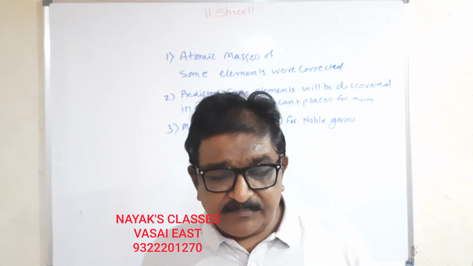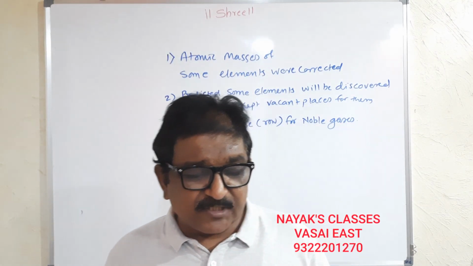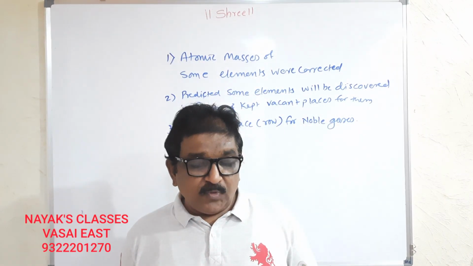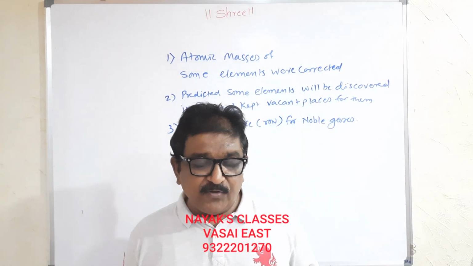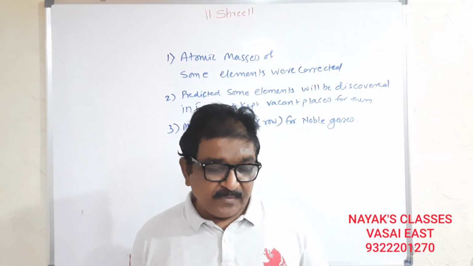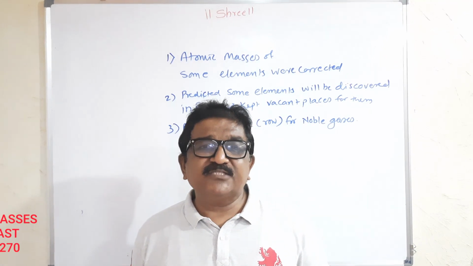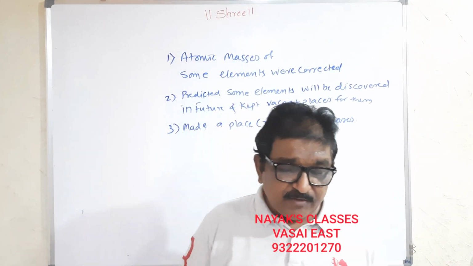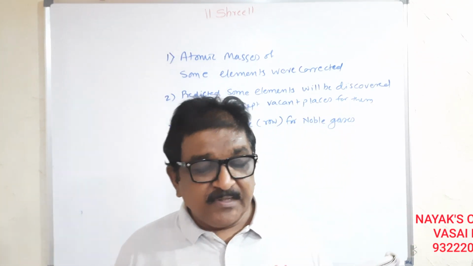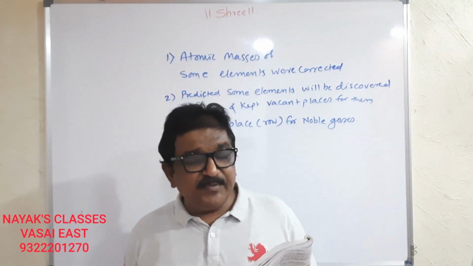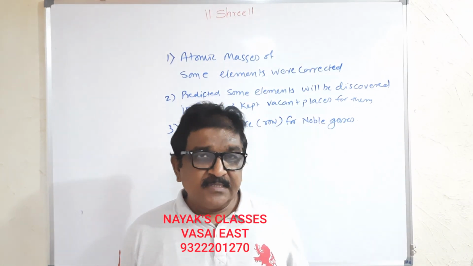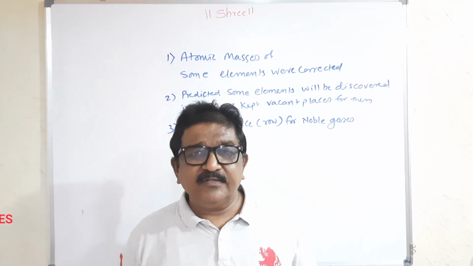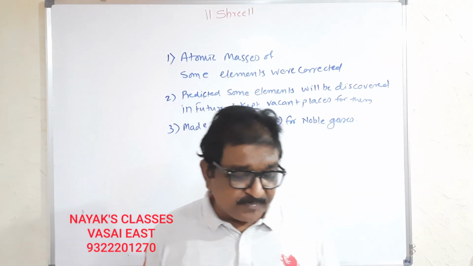For example, the previously determined atomic mass of beryllium was 14.09, which was changed to the correct value, 9.4. Beryllium's atomic mass was previously taken as 14.09, but actually it was 9.4, and beryllium was placed before boron. This was the first merit. This is one example they have given. There may be other examples also.